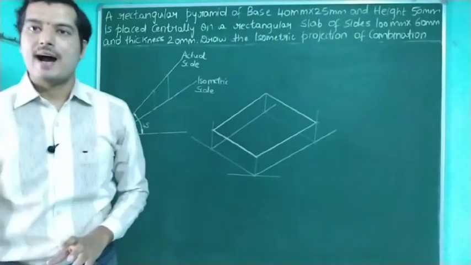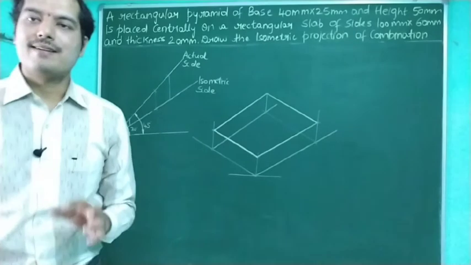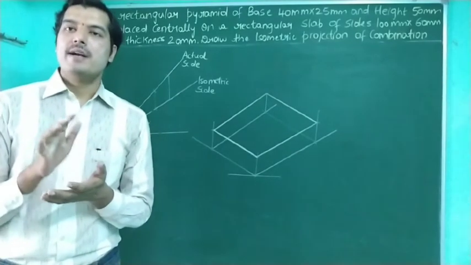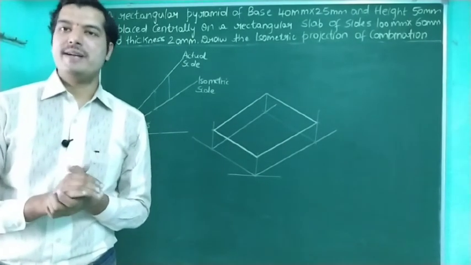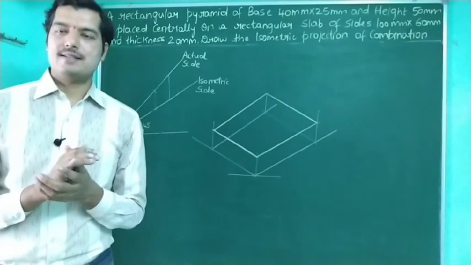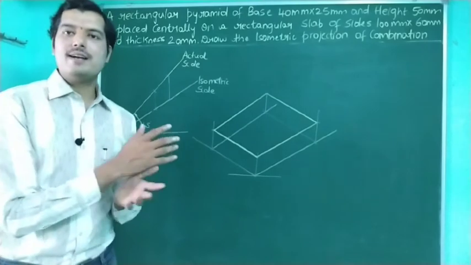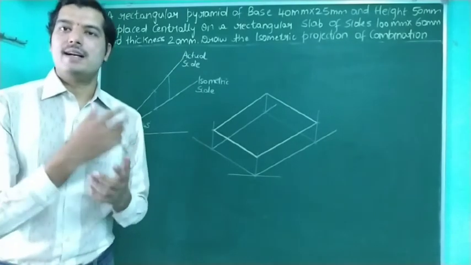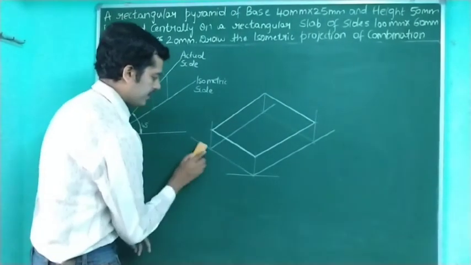So this is the isometric projection of the rectangular slab of 100 mm into 60 mm base and height being 20 mm. Exactly at the center of this we are supposed to place the rectangular pyramid. Meanwhile, the unwanted or extra lines which we have drawn, let us trim them off. Let us remove them.